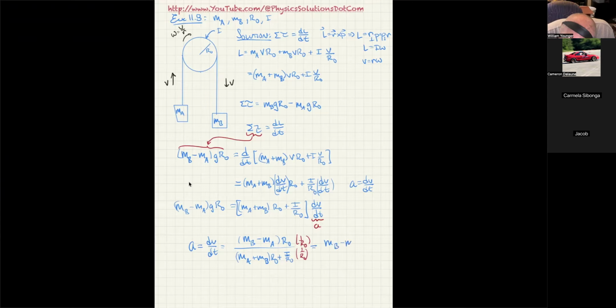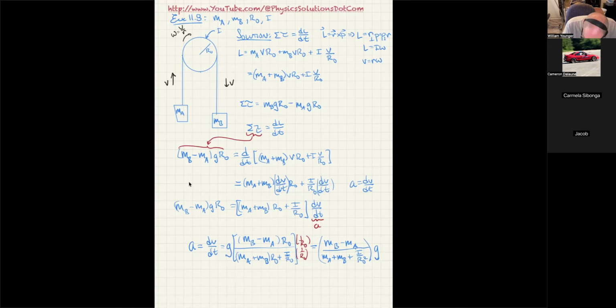MB minus MA over MA plus MB plus I over R0 squared. And then all of that, technically, ooh, I left that off before. I was actually holding a factor of G that I never wrote next to it, but I'll write it there for starters. Okay, and now I just put it out here because this makes it look more like the formula that we got when we worked the Atwood machine with a massless pulley.